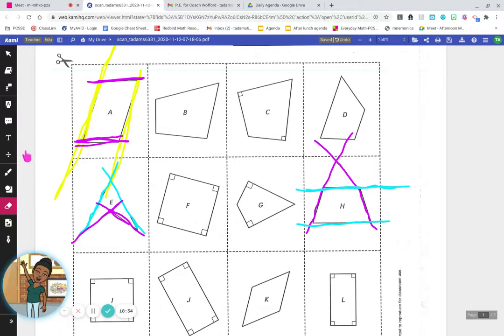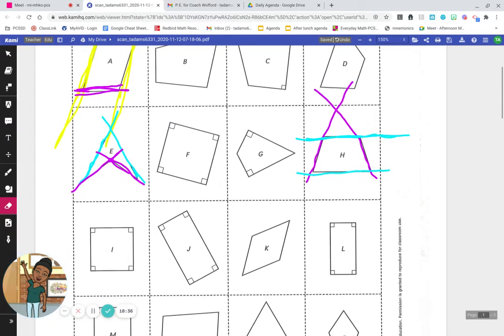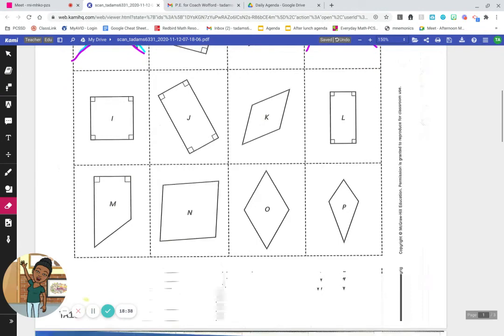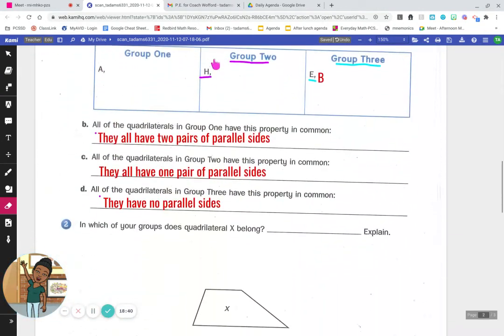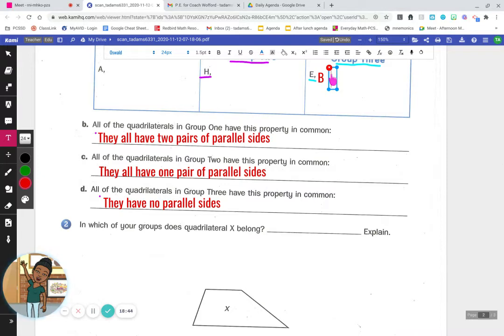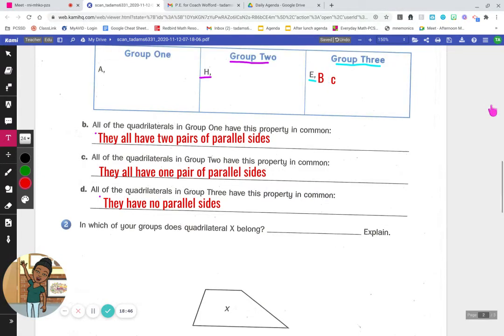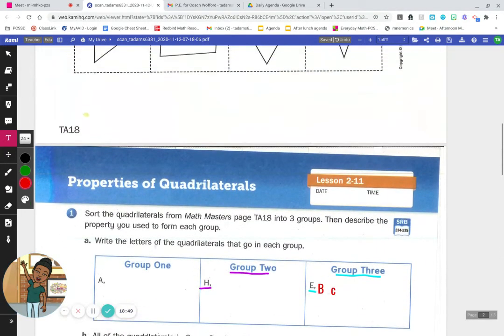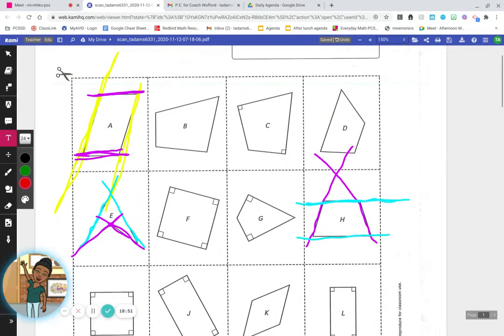So this quadrilateral does not have any sides that are parallel. And because of that, with quadrilateral C, does it go in Group 1, Group 2, or Group 3? Right, Group 3. So I am going to put my C there. Let's keep going.